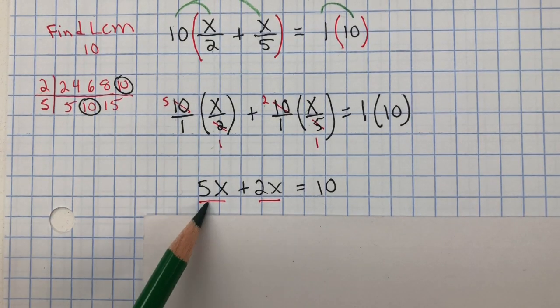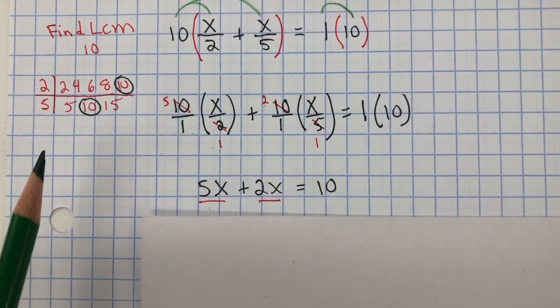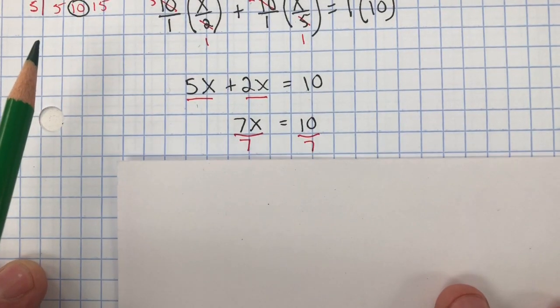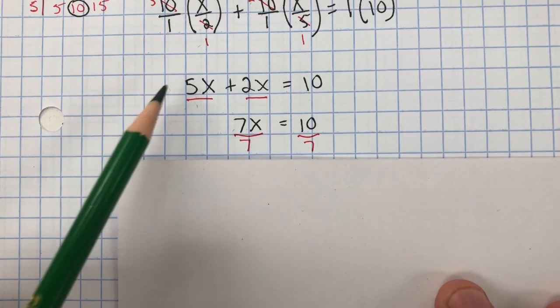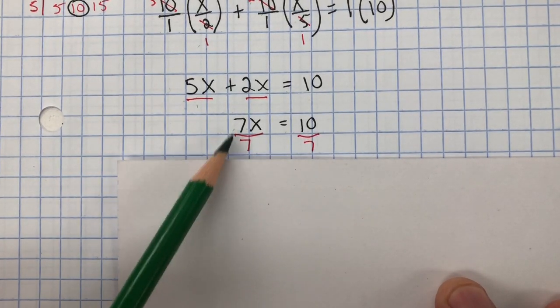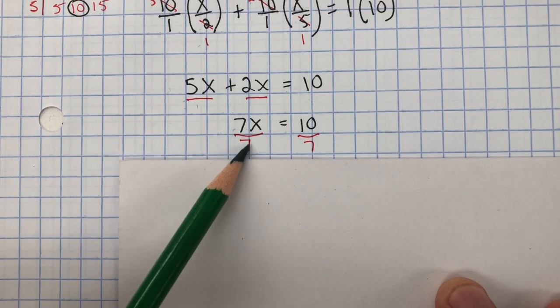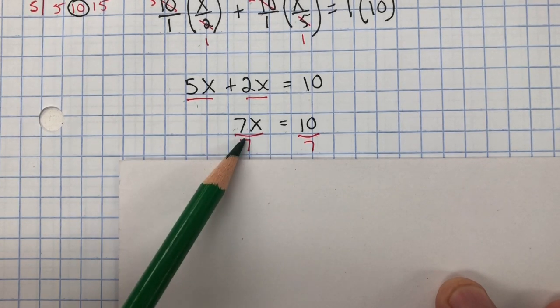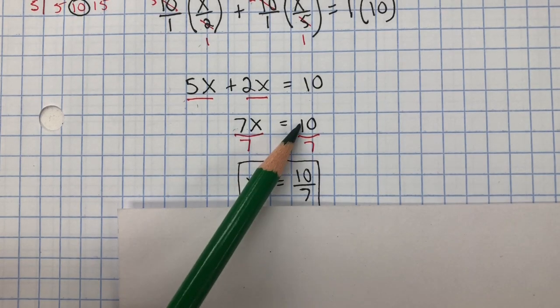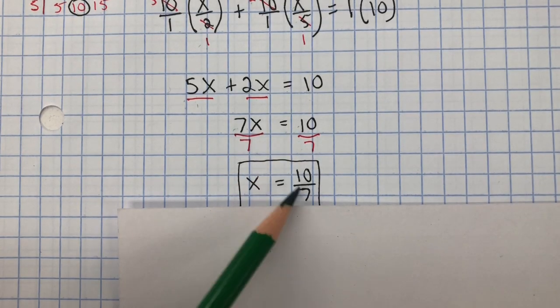Now we combine like terms. 5x plus 2x equals 10. 7x equals 10. Inverse property of multiplication is division. 7 divided by 7 equals 1, or 1x, or x. 10 divided by 7 is 10 sevenths.